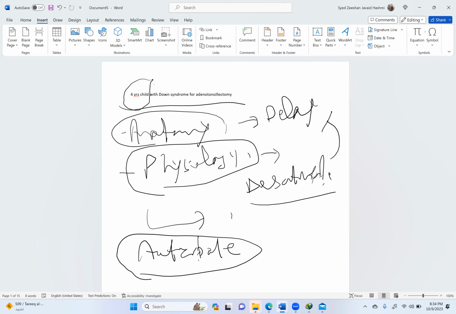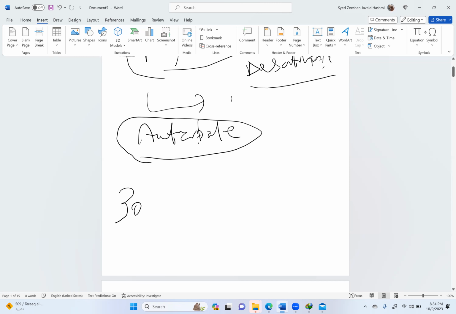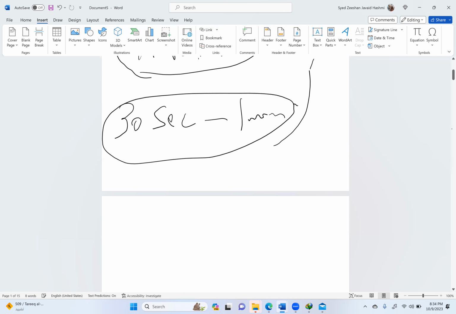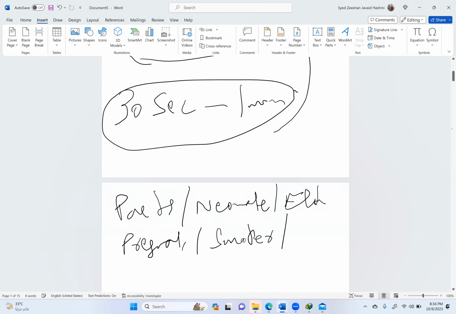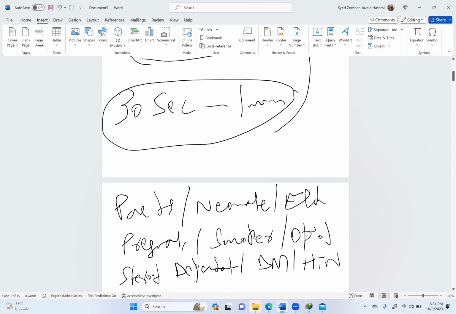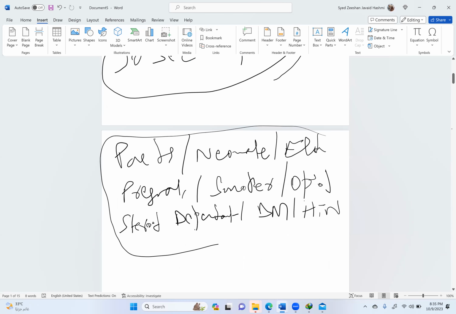So lesson number one for today is that you prepare an answer which you can tell in 30 seconds to 1 minute maximum, related to that population group, whether it is peds, neonate, elderly, or pregnant. In the same way, I will add smoker, opioid addict, steroid dependent, or a patient receiving steroids, and also diabetes and hypertension, because they are so common that it is better that you prepare your answer before.